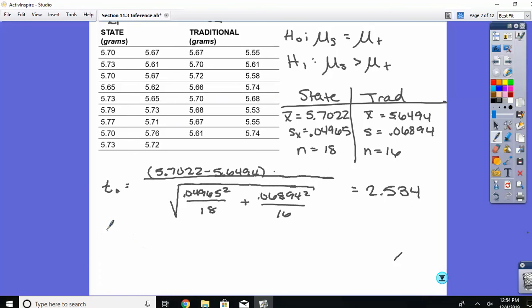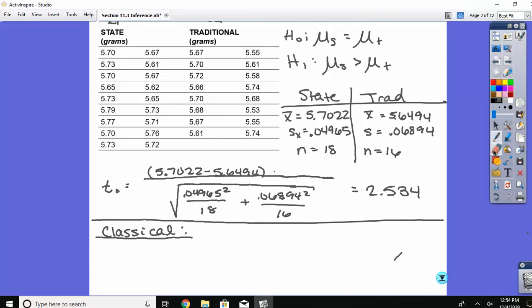We would have our different approaches. The classical approach, which I like to show you just for your reference, but that's not the approach I will ever ask you to do on the test. If I went to classical, what this t value means, we were testing if we were greater than that, right?